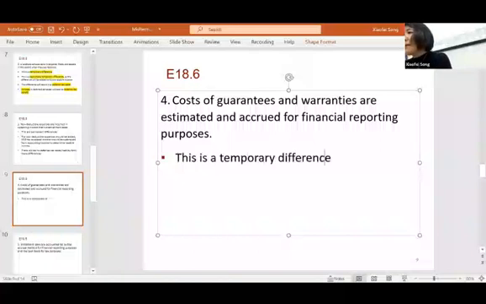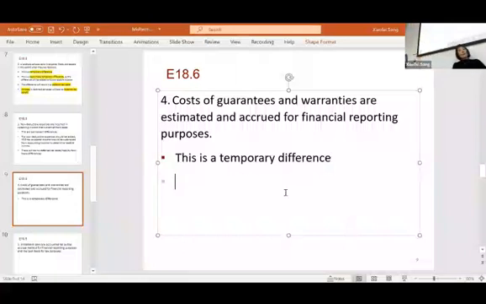Make sense? Yeah, this is a temporary difference. And the next, yes, temporary. Mary, you are right. So this is a temporary difference. And the next one is: is this a taxable difference or a deductible difference?